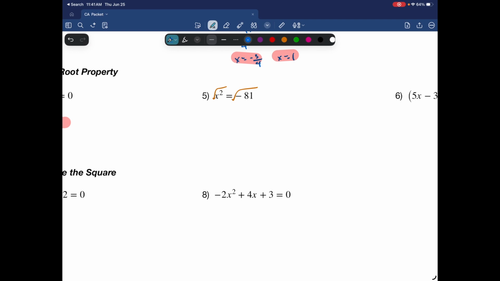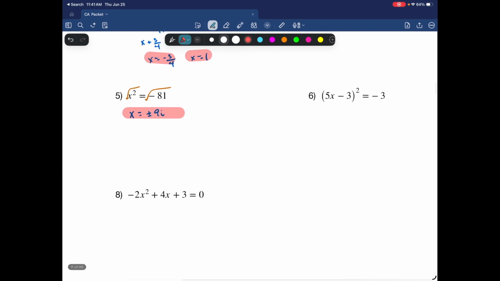On 5, you could take the square root of both sides. Now that we know how to take the square root of a negative, this is going to be x equals plus or minus 9i. The square root of 81 is 9, the square root of negative 1 is i, so plus or minus 9i.